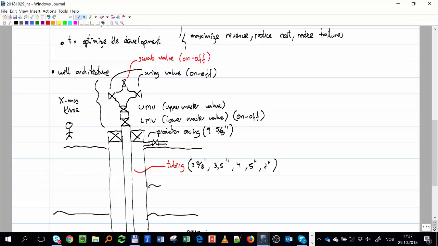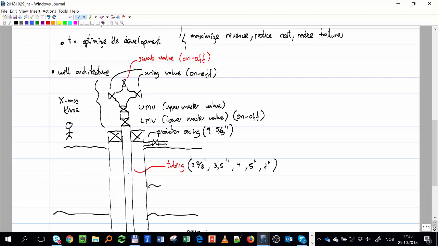One typical operation is that I open it and lower a wire line with a meter, for example, a pressure meter. That's what we call production logging. I lower it down along the well and measure pressure and temperature at different points, to try to determine different things, like if I have a leakage, and many others. So that's what my swab valve is for.